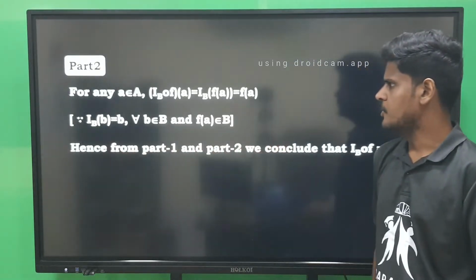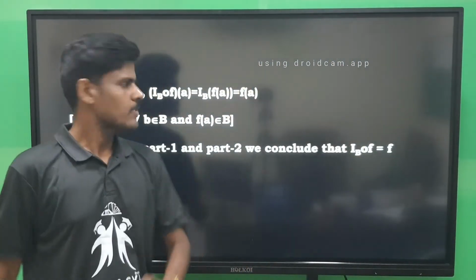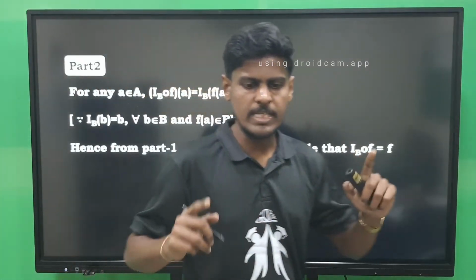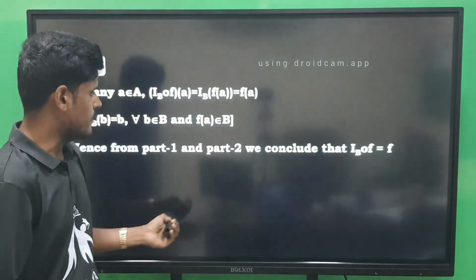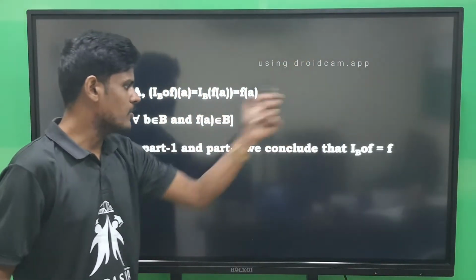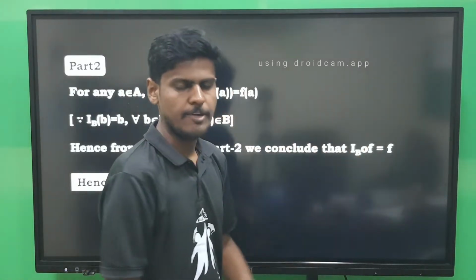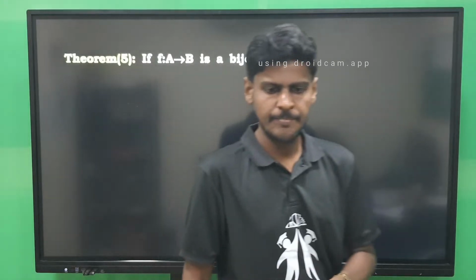From both these values, we can see that f of A is nothing but f function itself. That means input, they both have the same domain as well as the output is also the same. So both the functions are actually the same. So Ib of f equal to f, f of Ia equal to f. So all these three functions are the same. That is the proof for this theorem.